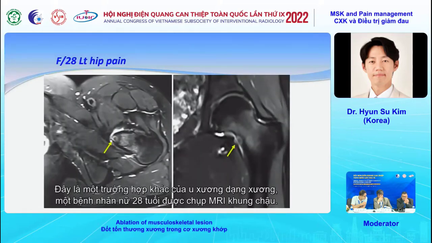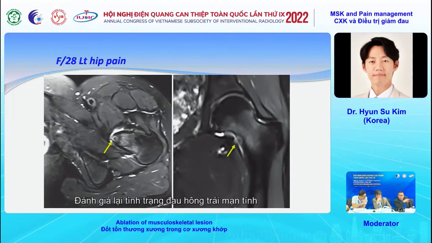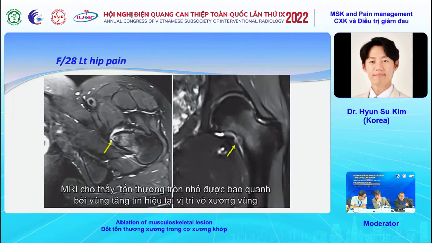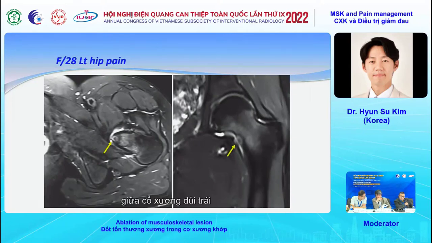This is another case of osteoid osteoma. A 28-year-old female patient underwent hip MRI for evaluation of intractable left hip pain. She has been taking pain medication over a year. MRI reveals a small round lesion with peripheral high signal intensity centered at the medial cortex of the left femoral neck.